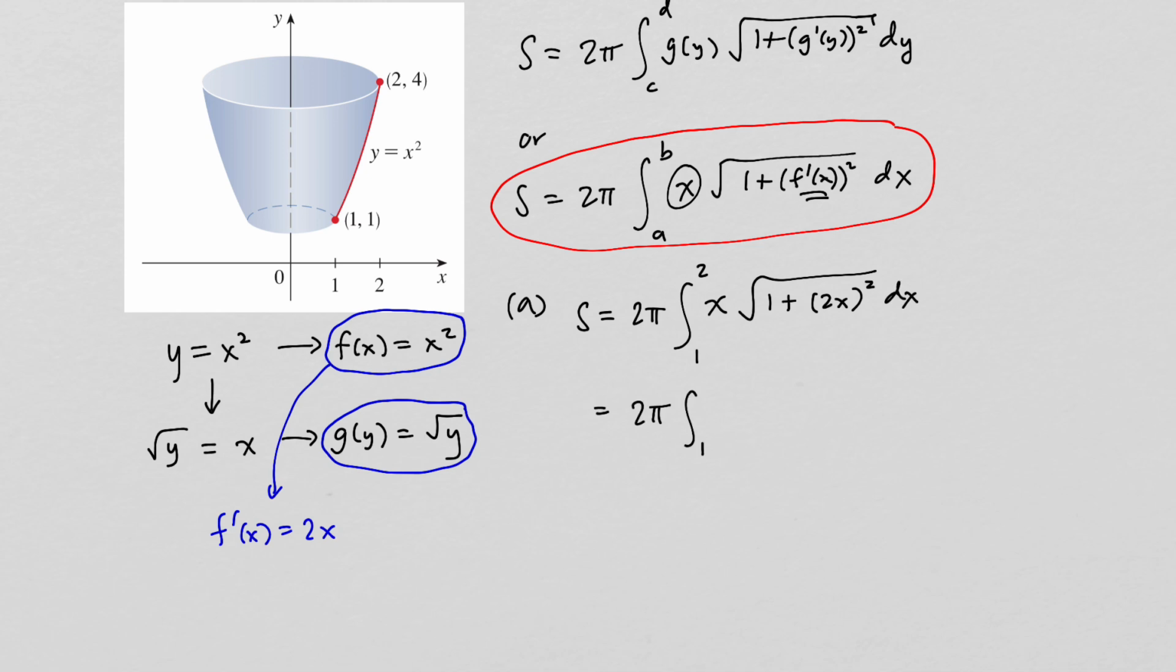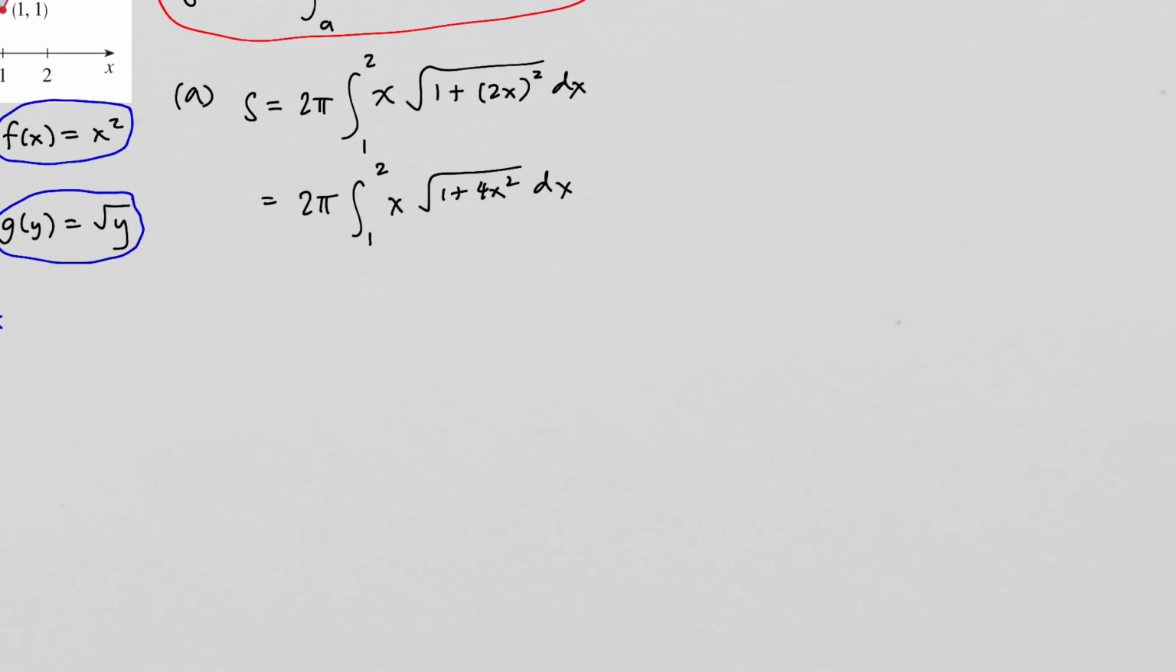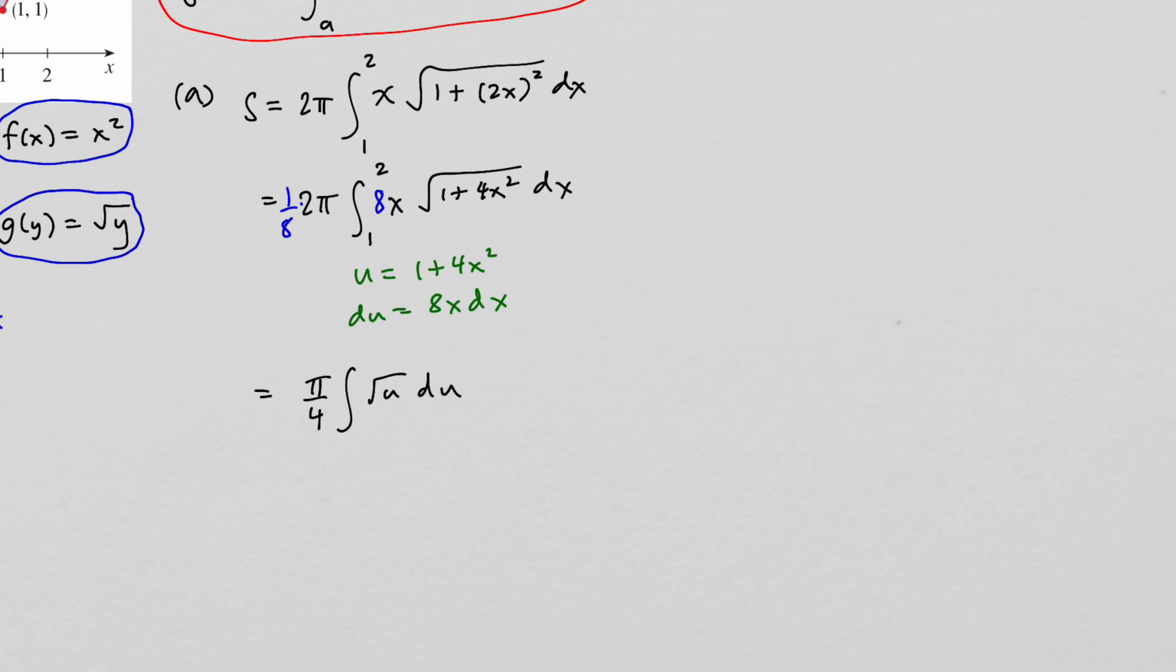Simplifying just a little bit here, we have the integral x square root 1 plus 2x quantity squared, which is 4x squared, dx. And yes, this is a relatively straightforward integral. We can use basic u substitution here. If I let u equal 1 plus 4x squared, du is going to be 8x dx. So what I need to do to make this work is put an 8 in front of our x here and a 1/8 on the outside. In doing that, on the outside, we have pi over 4, integral of the square root of u times du.